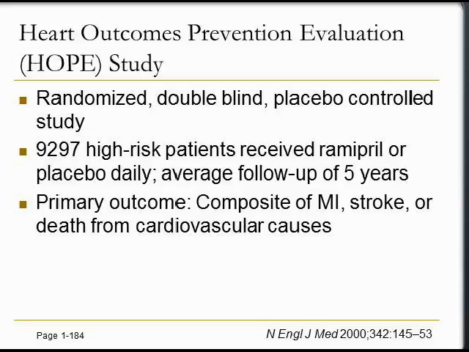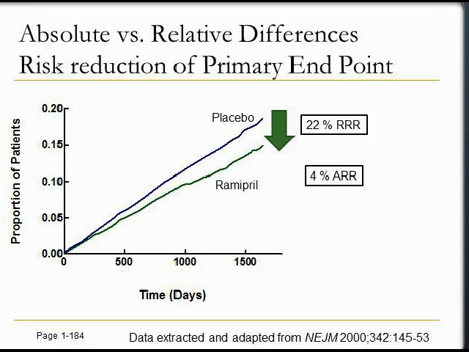So let's look at the HOPE trial again. Going back to the HOPE trial, this is a randomized, double-blind, placebo-controlled trial of about 9,300 patients at high risk for vascular disease who receive ramipril or placebo daily for an average follow-up of 5 years. And the primary outcome of this study was the composite of myocardial infarction, stroke, or death from cardiovascular causes.